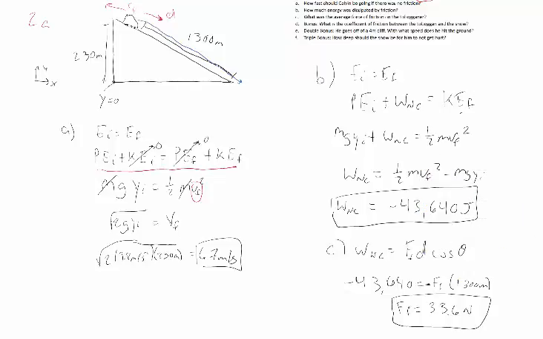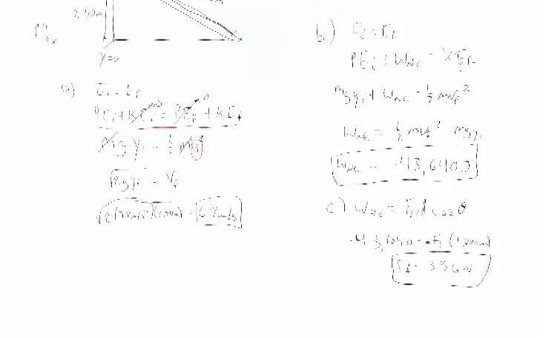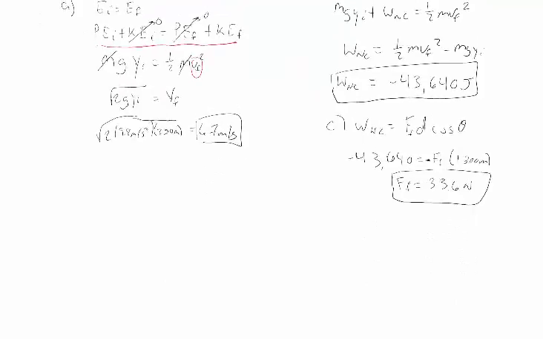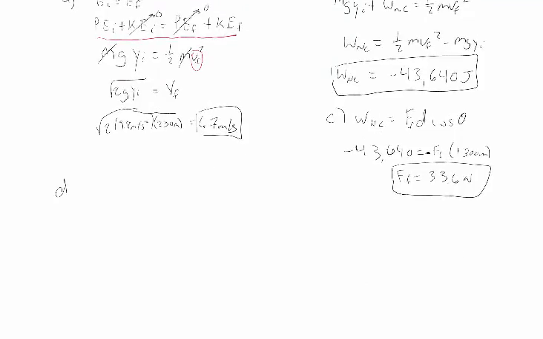To get the coefficient of friction, all right, so that's kind of the end of that. To get the coefficient of friction between the toboggan and the snow, we're going to have to do a free body diagram. So if we look at the free body diagram, we have the normal force this way, we have the force of friction going this way, we have the force of gravity going this way, and that's it.